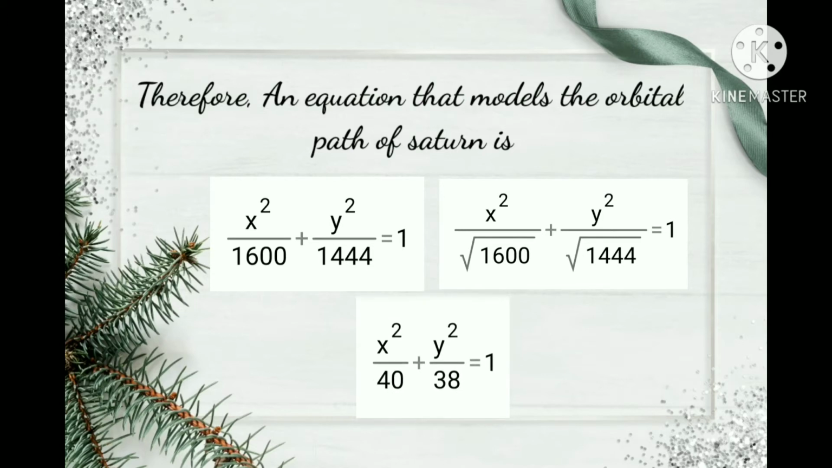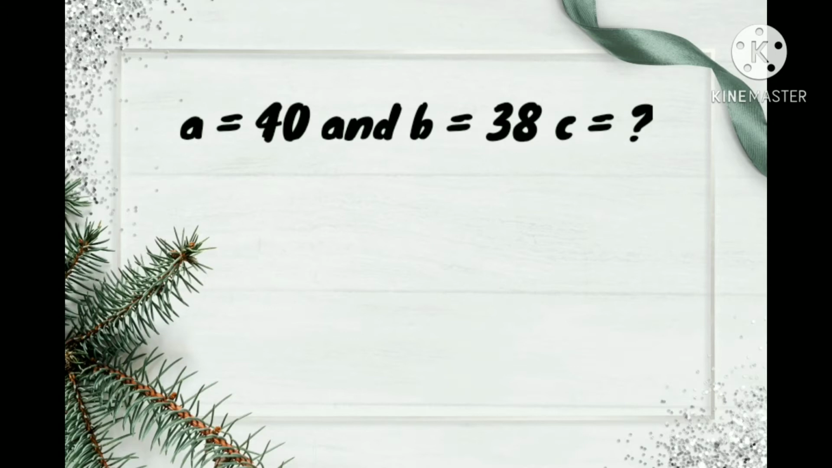x squared over 40 plus y squared over 38 equals 1. And now we have the values of a and b. a equals 40 and b equals 38. a equals 40 because that's the largest number in the denominator.